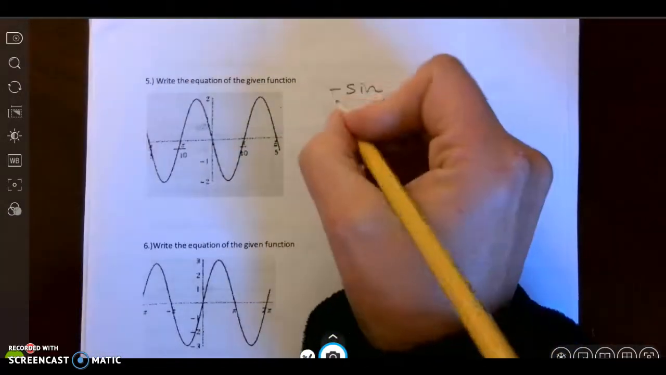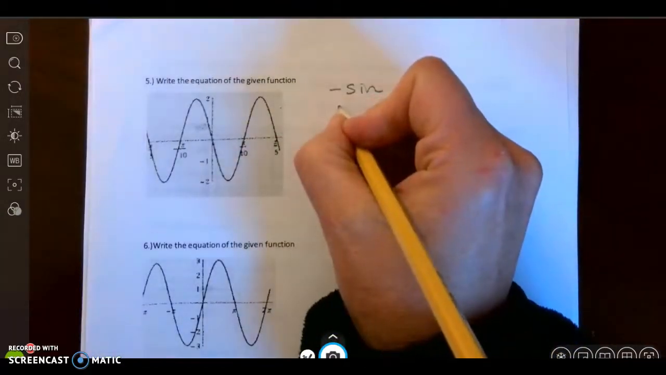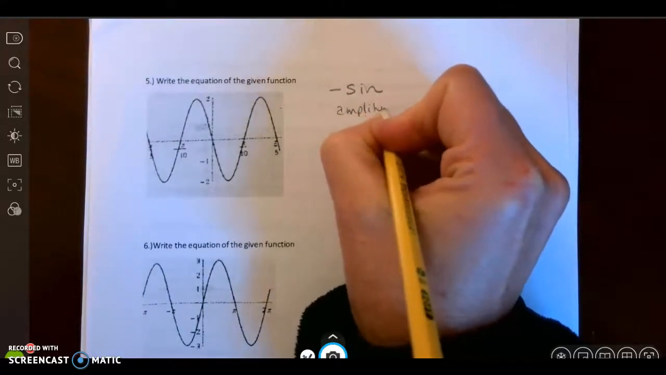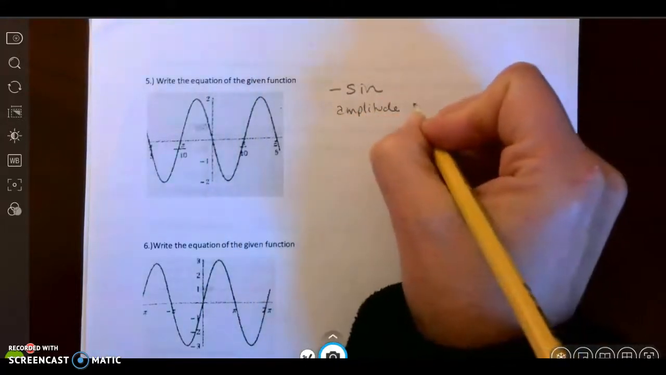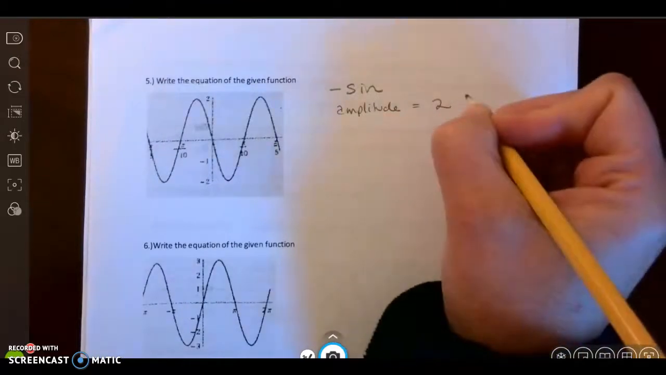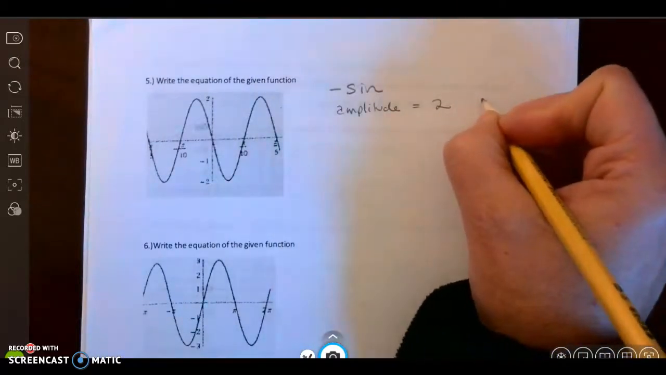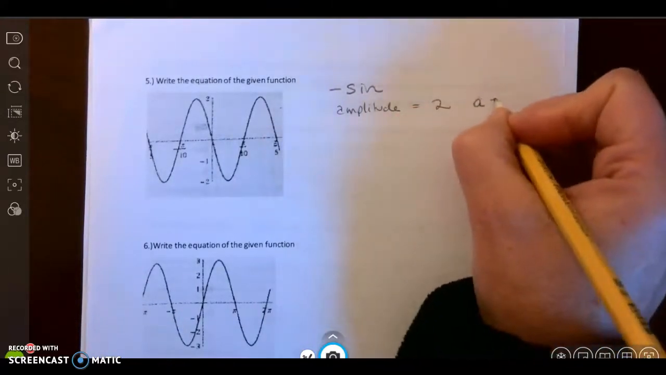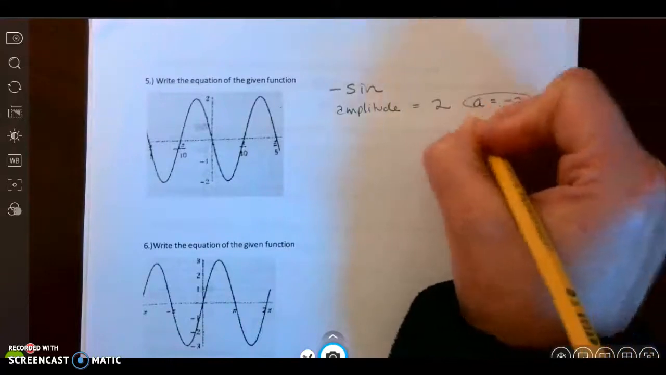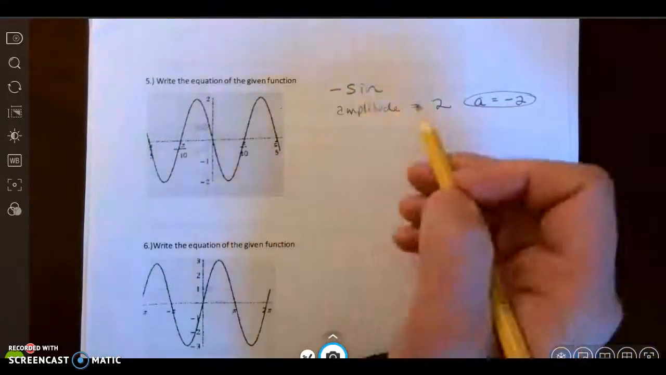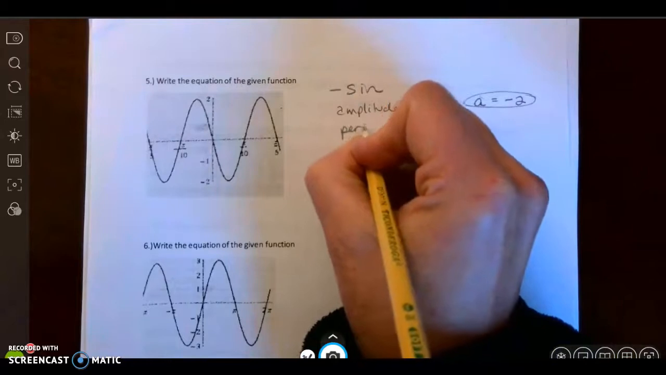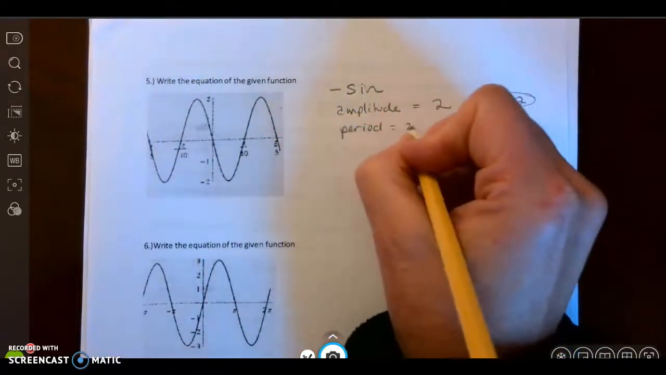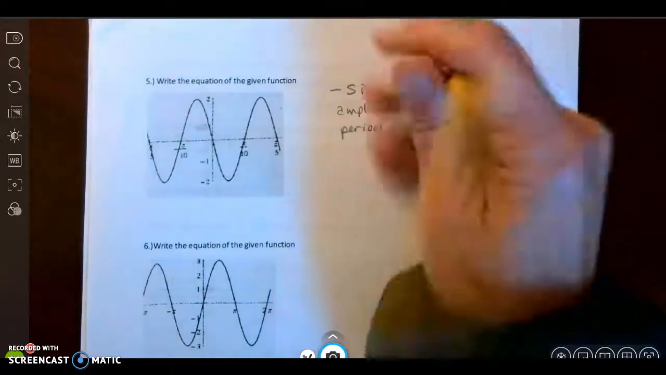The next thing I do is I look at my amplitude, and my amplitude is 2, which makes my B value, I'm sorry, my A value, amplitude A value, is actually going to be -2 because it's a negative sine. And then I have to think about my period. Let's see, my period is pi over 5.